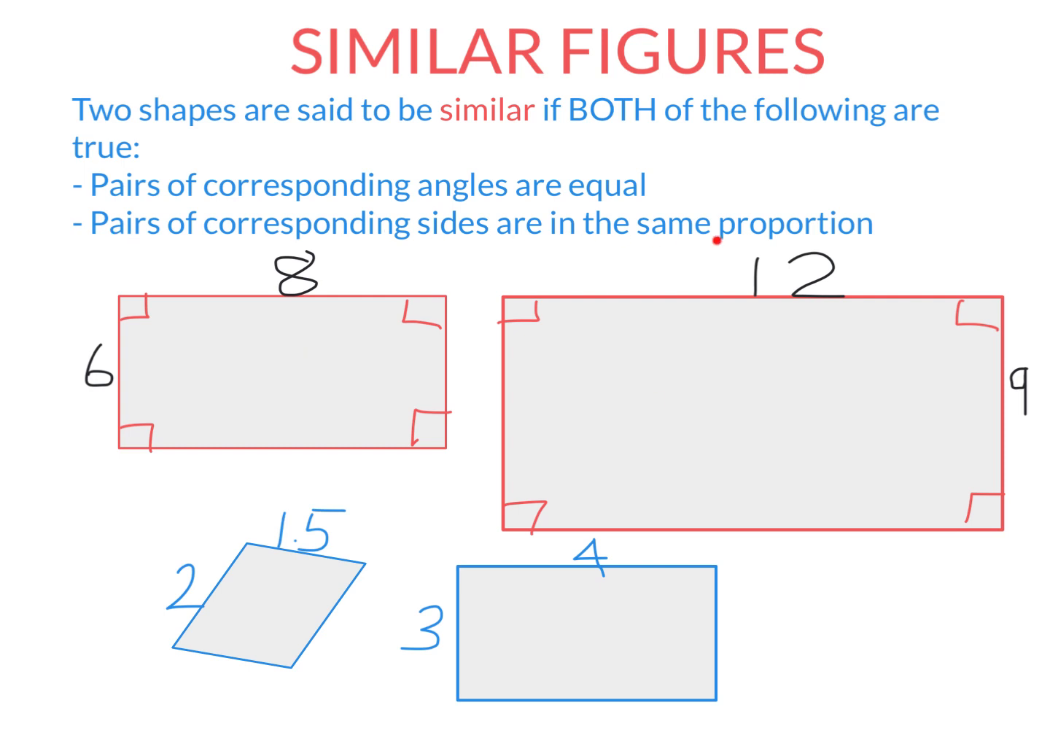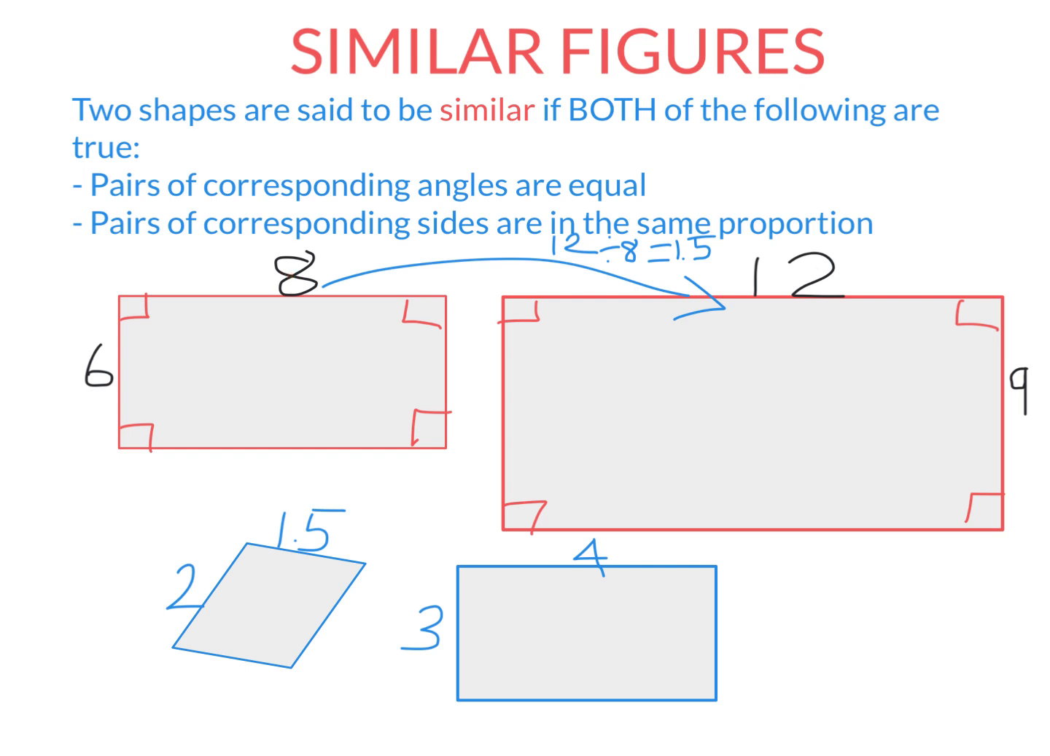But are pairs of corresponding sides in the same proportion? So again, corresponding here, we mean matching. So we match the longest side of each shape. So 8 and 12. So the scale factor from 8 to 12 is 12 divided by 8, which gives you 1.5. So that means here that the side in the larger shape is 1.5 times the side in the smaller shape. We have to check that that's true for the other sides in the shape.